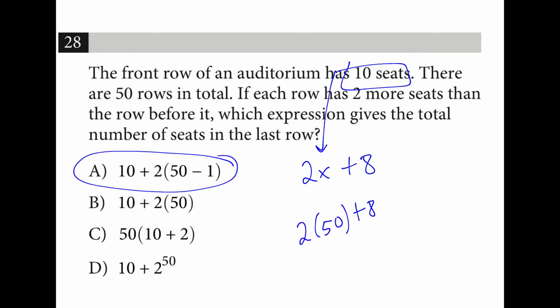I should definitely see 2 times 50, which I see in most of these. I should not see 50 times 10. And this one forgets that we're only adding 2 more seats to the row behind it. So you get an extra 2 with answer choice B.